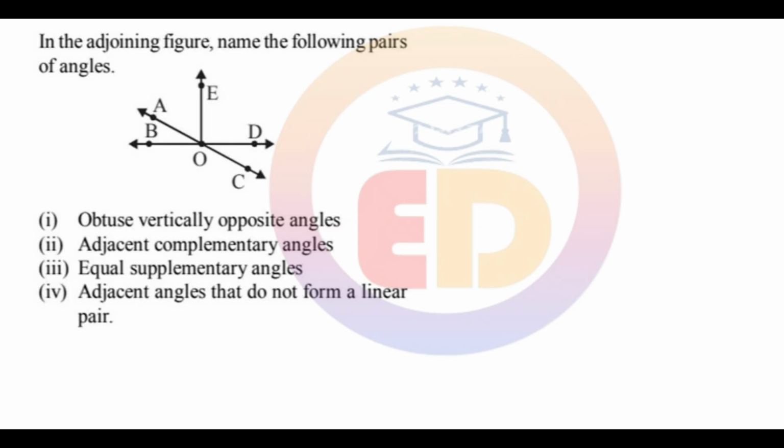In the adjoining figure, name the following pairs of angles. First, obtuse vertically opposite angles. So vertically opposite angles we know, but in that the angles should be obtuse. To understand this question, let's draw this diagram separately.